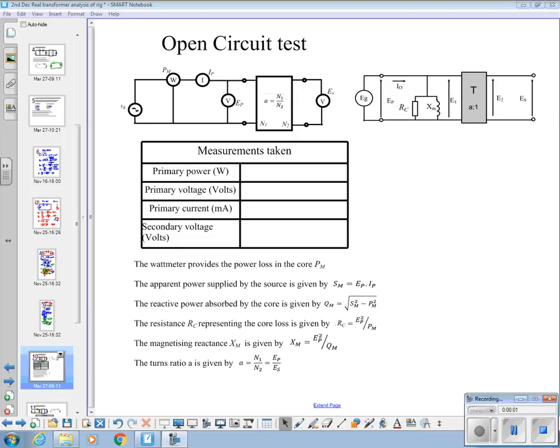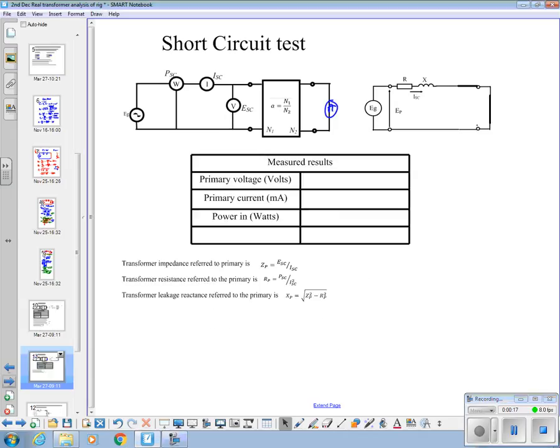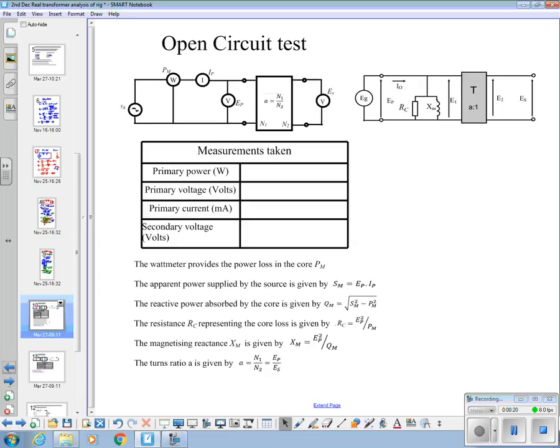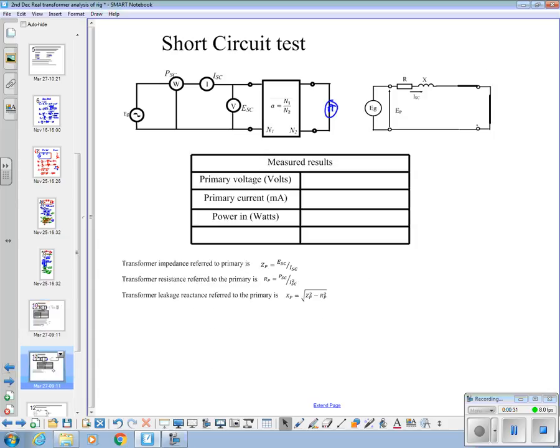In order for the second part of today's session. In a minute we're going to go over to the rig and take some open circuit and closed circuit test measurements. You've got these in the notes on the next 2 pages. Take primary power, primary voltage, primary current and secondary voltage when the output is open circuit. Then we're going to short circuit the secondary and take care not to have too much current flowing in the secondary and overload the transformer.